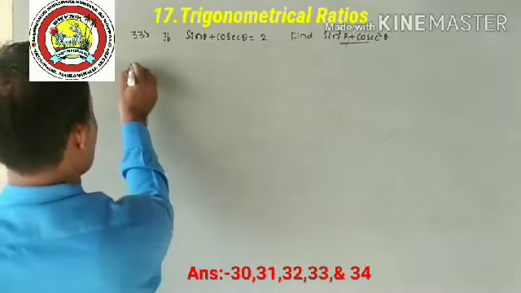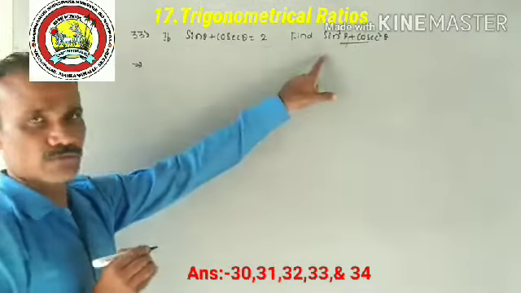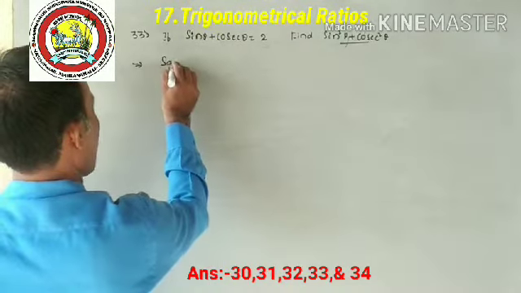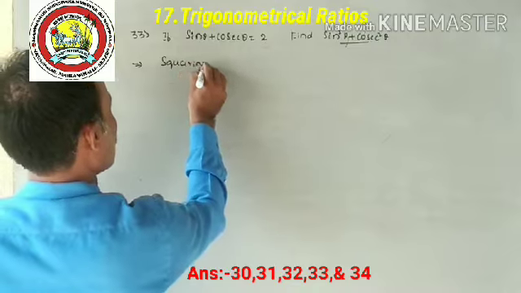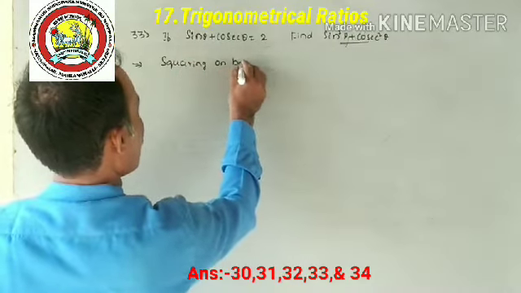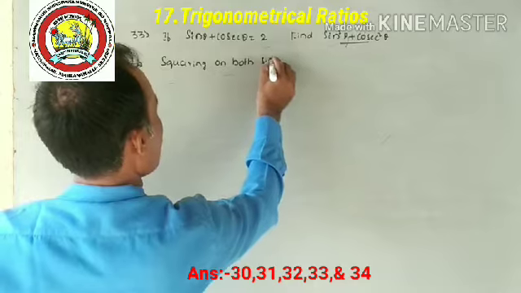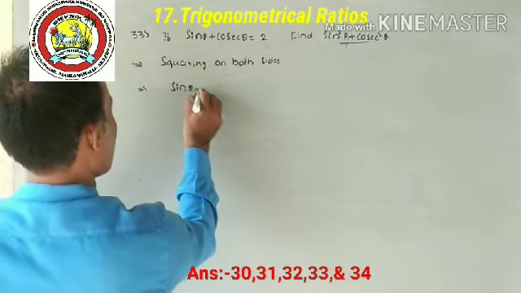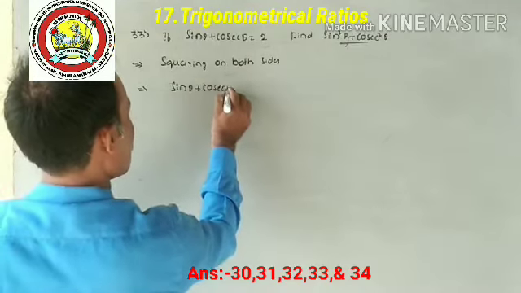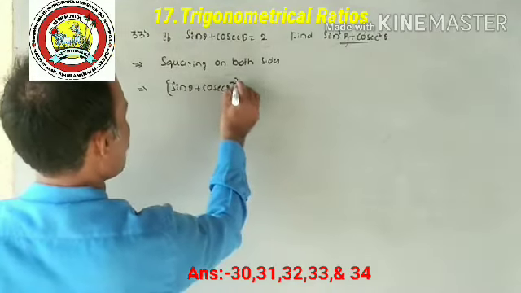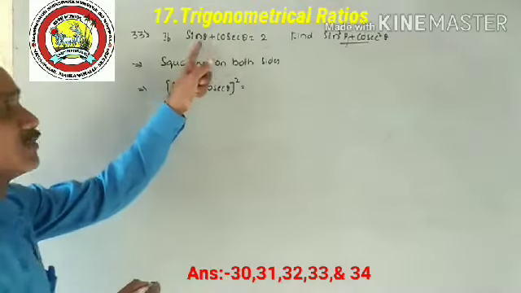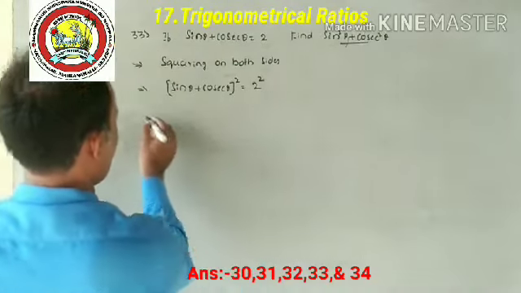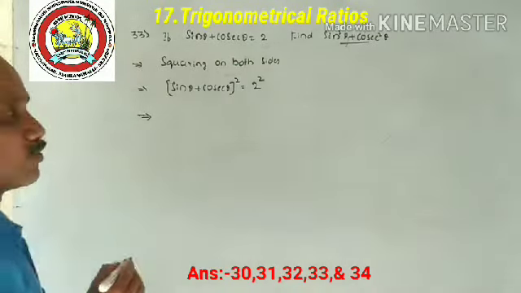Yes. Which implies, how will you get square? Squaring on both sides. Which implies sin theta plus cosec theta whole square. Don't write sin square theta plus cosecant square theta. Complete square, because this is binomial. Make it square completely. So RHS also 2 square. Now expand by using a plus b whole square.